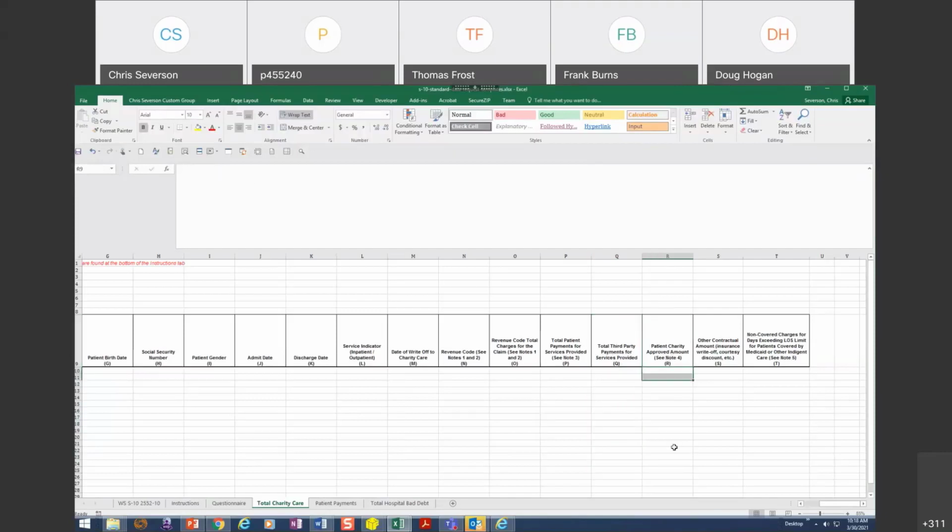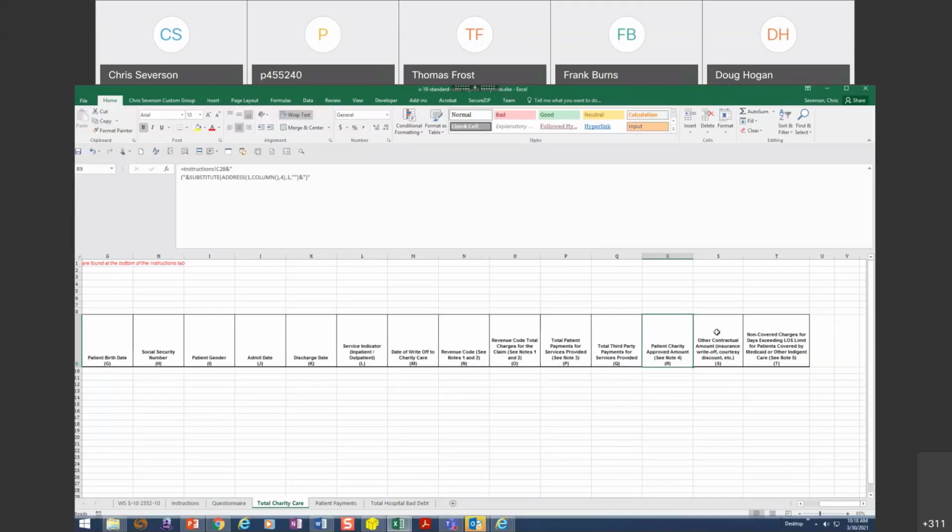Column R is really the focus of this tab. This is your patient charity care approved amount. And by the way, I know the label doesn't say it, but this also includes uninsured discounts. So anything that you've approved as part of your charity care policy or your financial assistance policy, that's what goes in column R. And we are looking for the amount. This is the amount that ultimately will go on line 20, column 1 and column 2, depending on whether it was considered insured or uninsured.